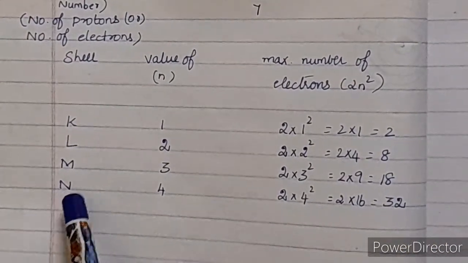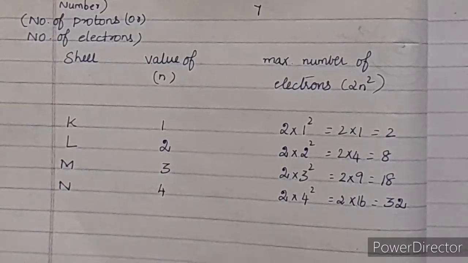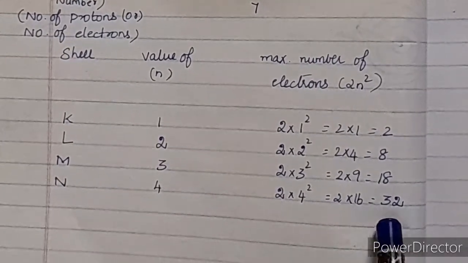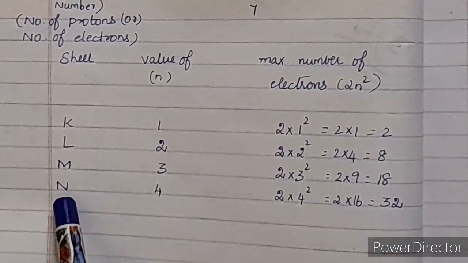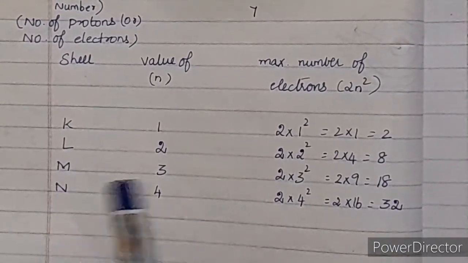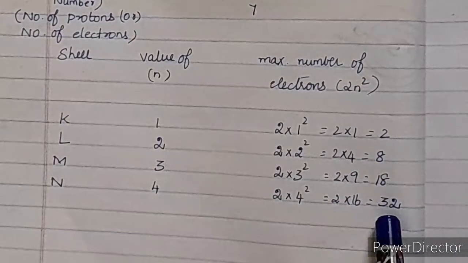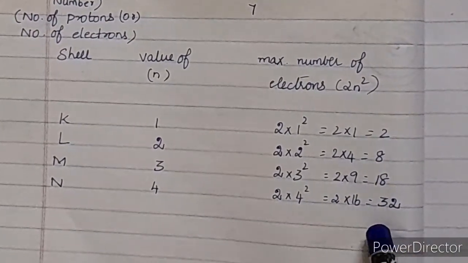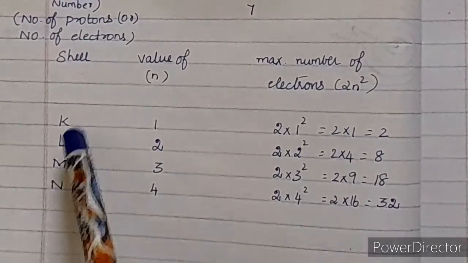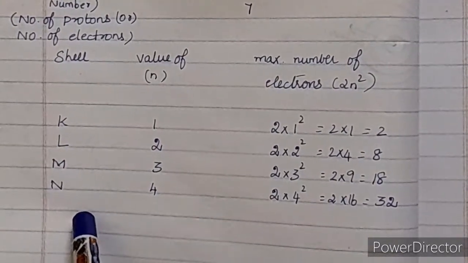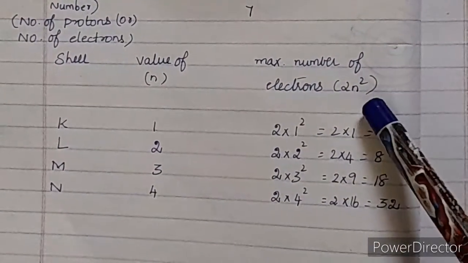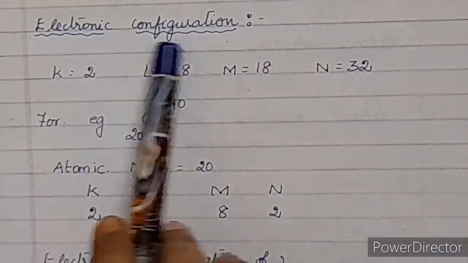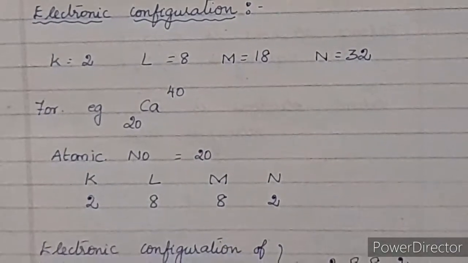Now n is equal to 4. This is the fourth shell. So 2 into 4 square, that is 2 into 16, is 32. So the N shell can accommodate a maximum of 32 electrons. So this is how the number of electrons that can occupy the respective shells is calculated using this formula 2n square. Let's see the electronic configuration of a few of the elements.